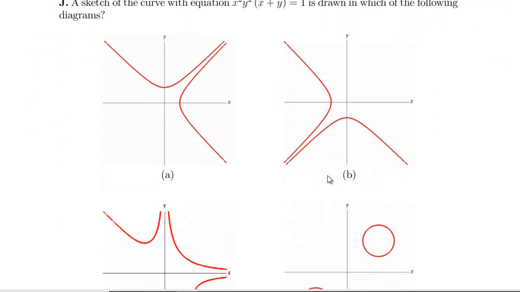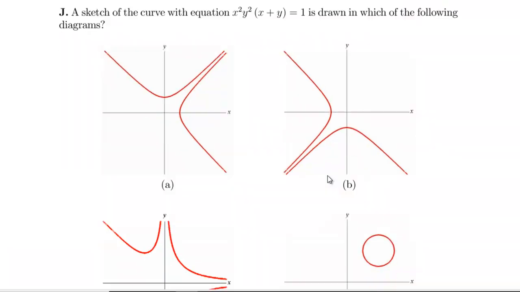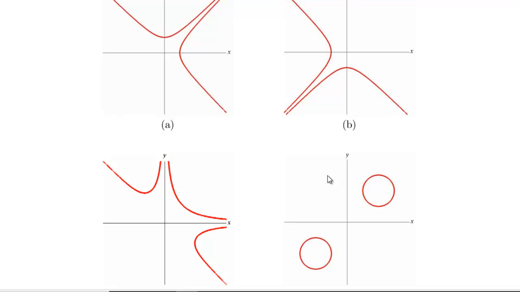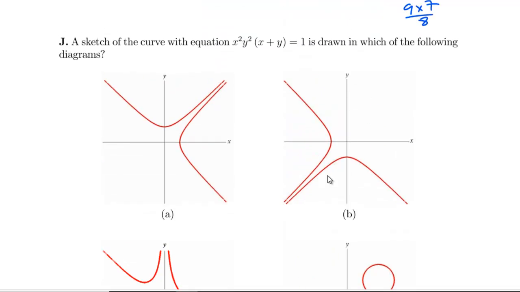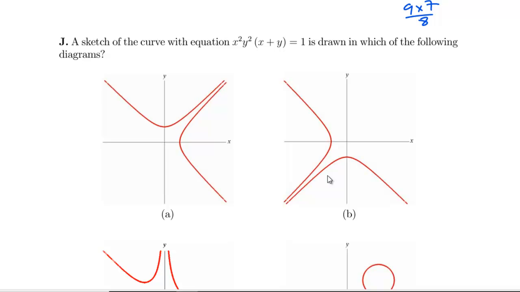Right, J. Well, this is a really quick set. The sketch of the curve of that is drawn in which of the following diagrams? Right, okay, so what are the differences here? None of them are going through the origin, so I can't go with that. These first two are cutting axes and the other two aren't. If x or y is 0, it's not going to work, so it's not going to be A or B. So we're looking at these bottom ones.